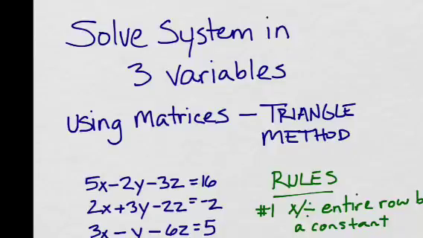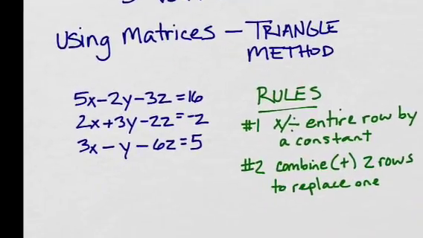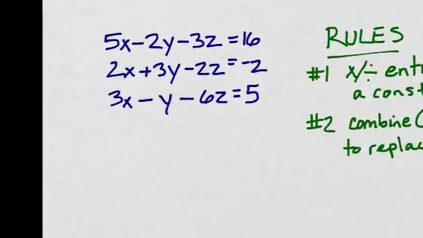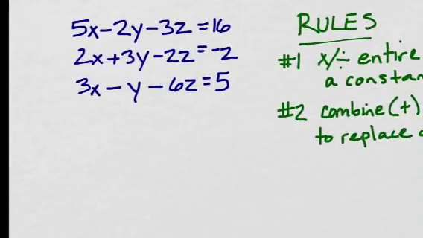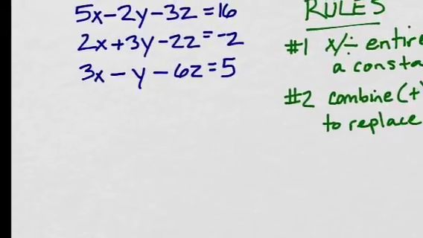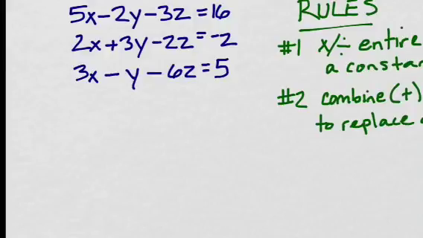This is called the triangle method. So what we're going to do is take a system in 3 variables like this, and we're going to create a matrix. I'll go ahead and do that first before we start talking about what we're going to do and how we're going to do it and why we want to do it.